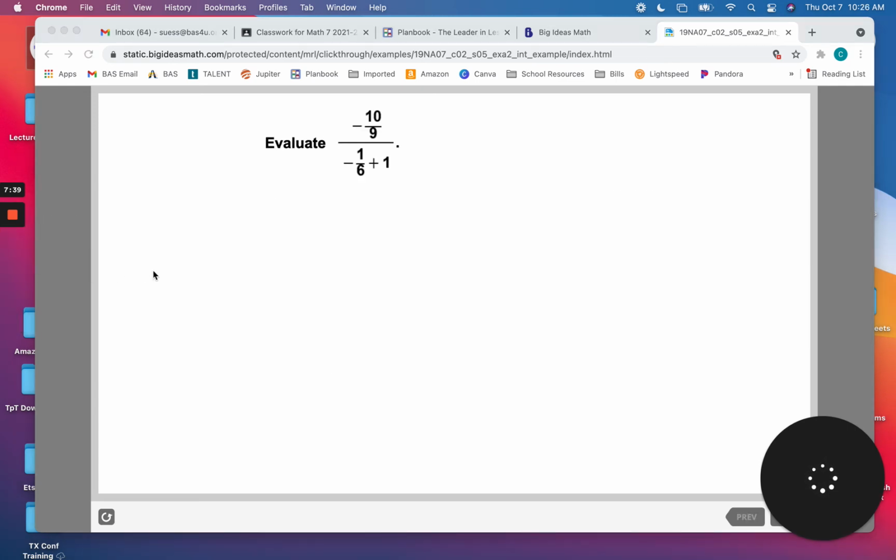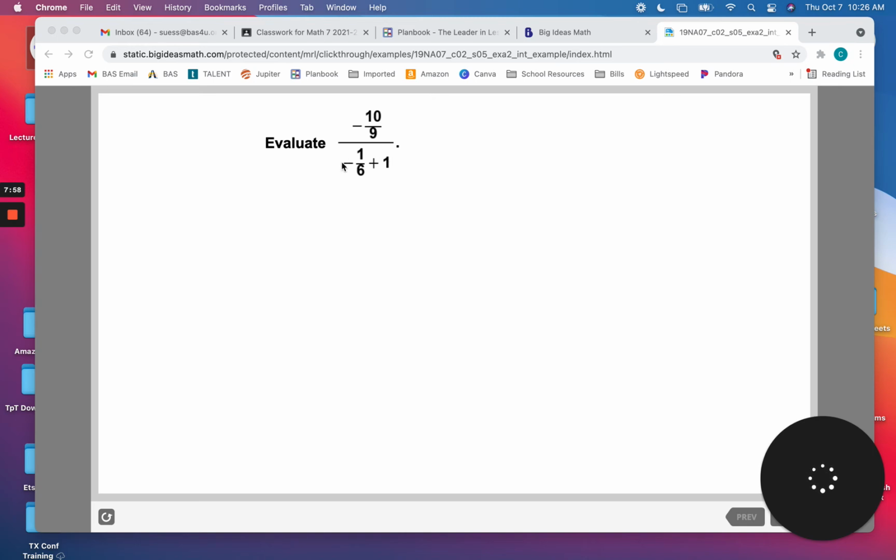This is example 2. Okay, now this looks crazy. Just take our time here. We have a -10 over 9 divided by, that's just a giant divide by sign, -1/6 plus 1. So let's simplify this.